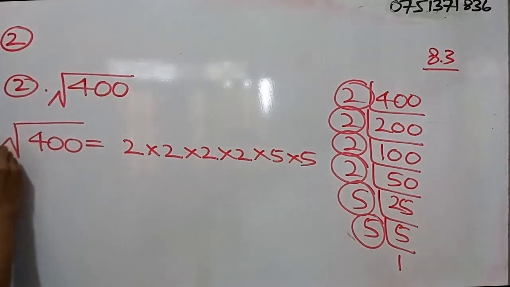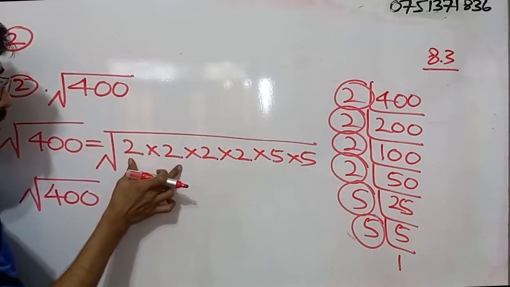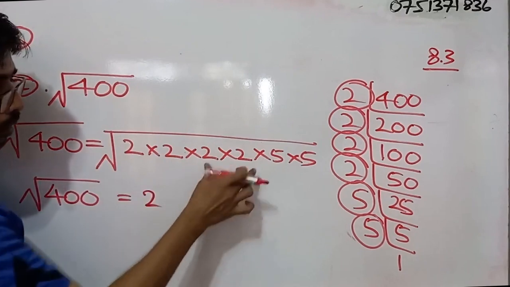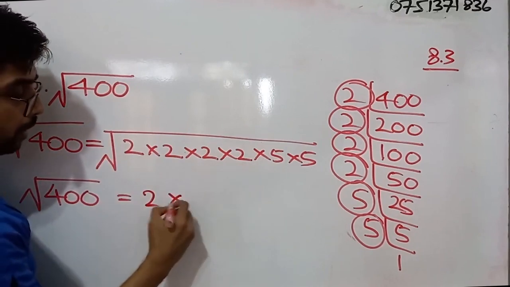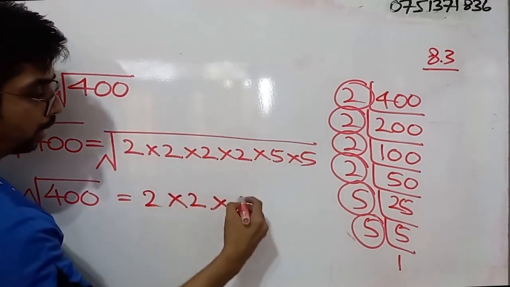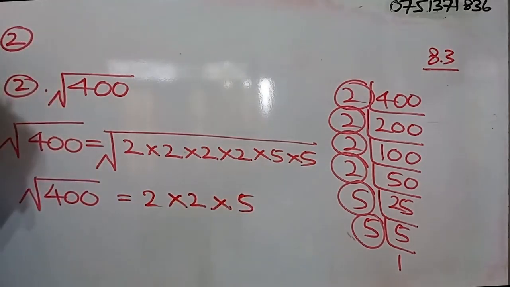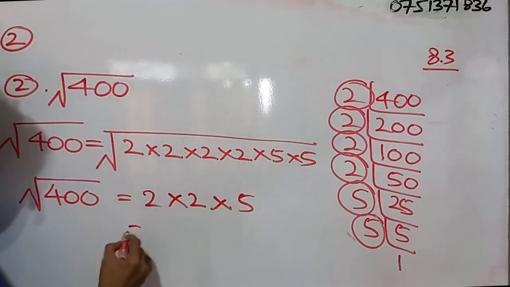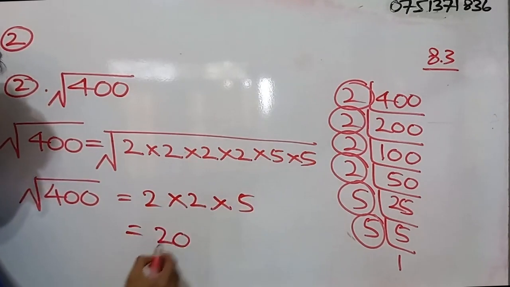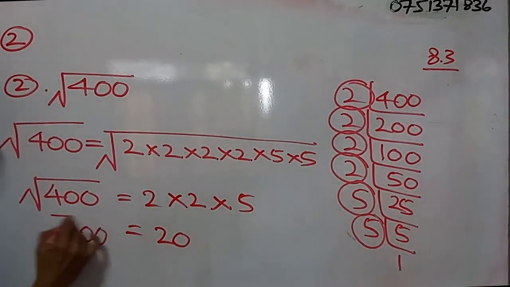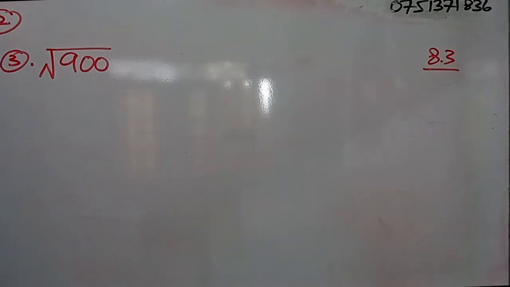So we need to consider the square root. We have a pair of 2's, so I can pick 2. Another pair of 2's, so I can pick another 2. I can pick another pair of 5. 2 times 2, that is 4. 4 times 5, that is what? 20. So the square root of 400 is 20.